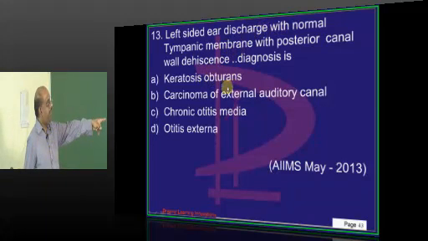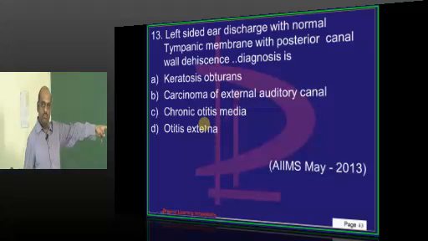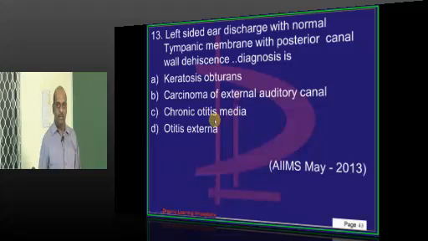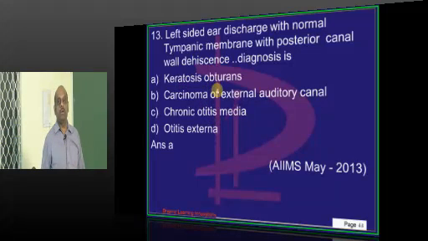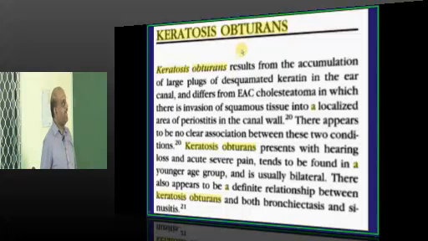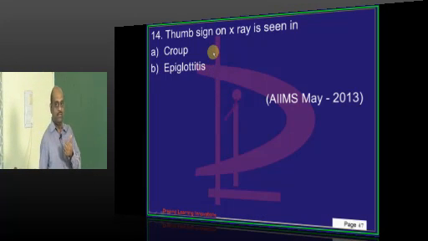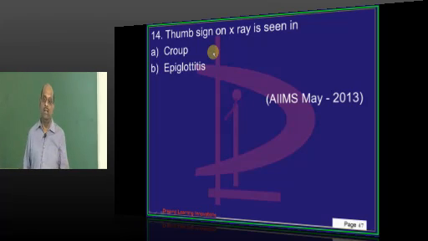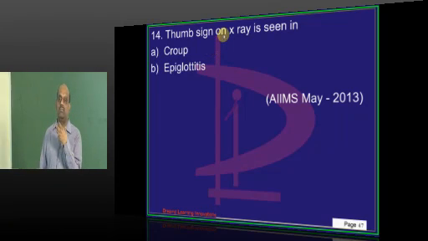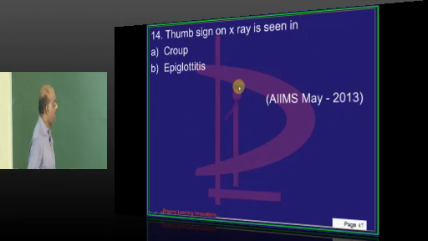Normal tympanic membrane rules out the possibility of otitis media or cholesteatoma. So that makes keratosis obturans the answer, where typically the tympanic membrane will be normal in appearance. Thumb sign on X-ray, many times we discussed. In epiglottitis, that edematous epiglottis looks like a thumb sign.